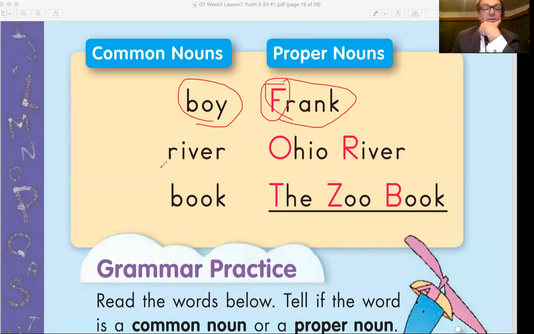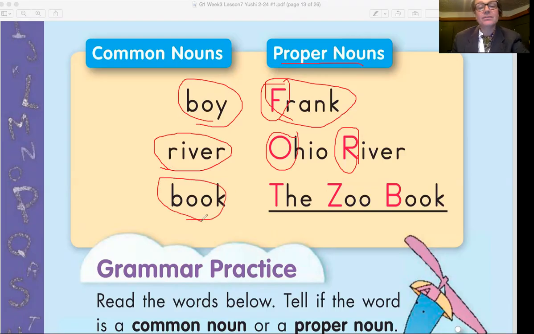So let's say here, a common noun is a river. A river, one of my favorite things. But what about a certain river? Then we have to capitalize it. Then it's a proper noun. And we have the Ohio River. The name is capitalized.